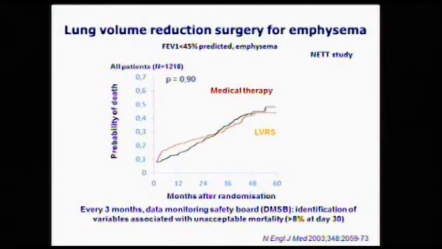Talking about phenotype, I think the best proof of the existence of phenotypes in severe COPD patients comes from the NETT trial, which, as you all know, evaluated lung volume reduction surgery for emphysema. So in this trial, they had patients with very severe COPD airflow limitation, FEV1 less than 45%, emphysema, and hyperinflation. And they compared medical therapy, including rehabilitation, to the same therapy plus lung volume reduction surgery.